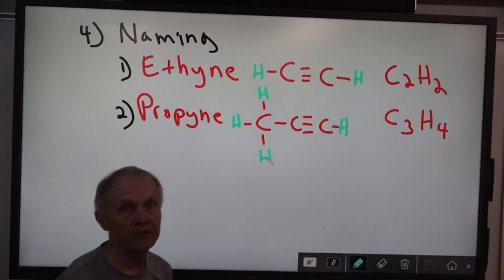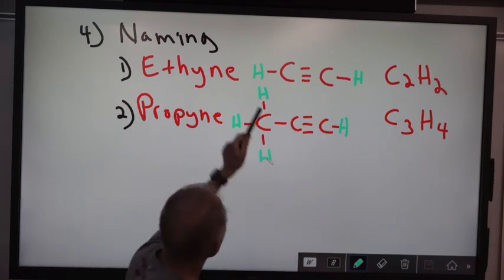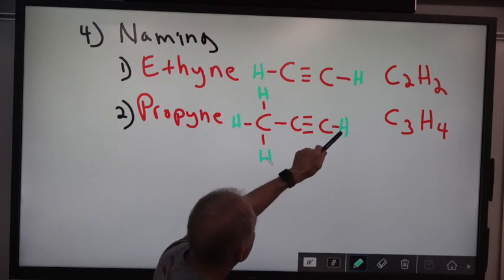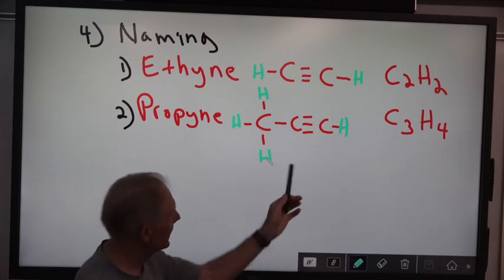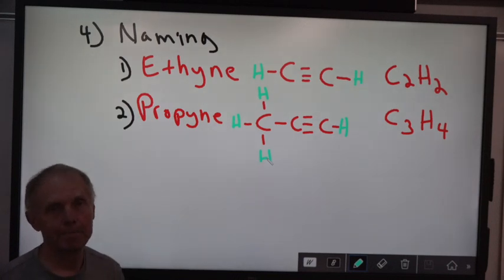So now let's see if we were correct with the molecular formula. 1, 2, 3 carbons and 1, 2, 3, 4 hydrogens. That's perfect. So that is propyne. All right?